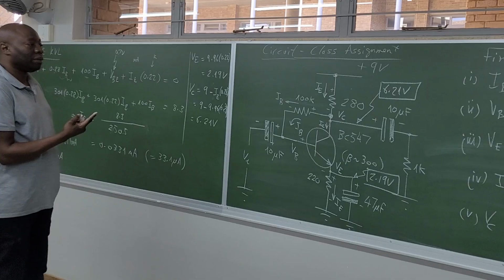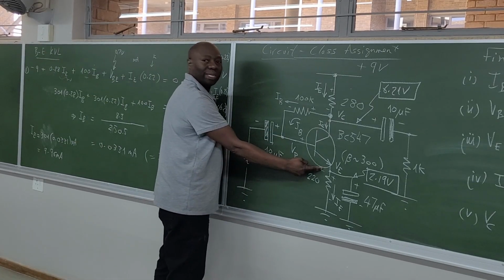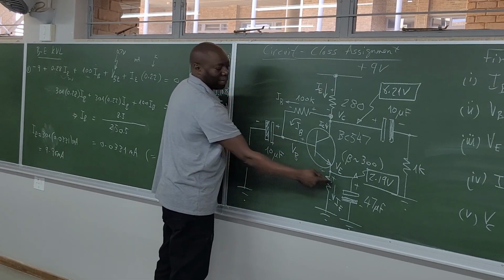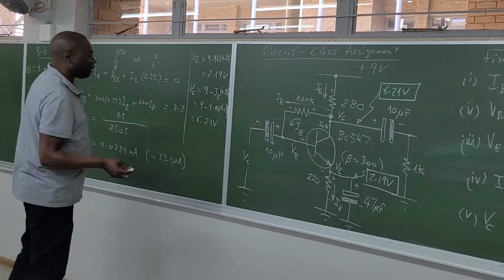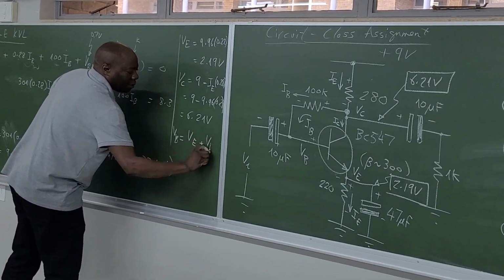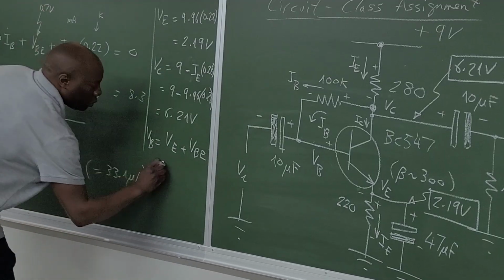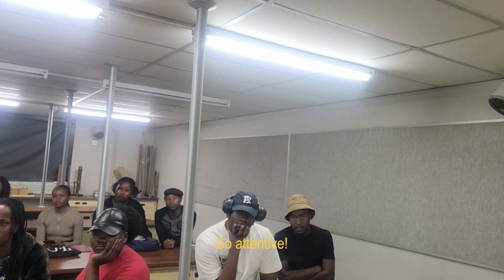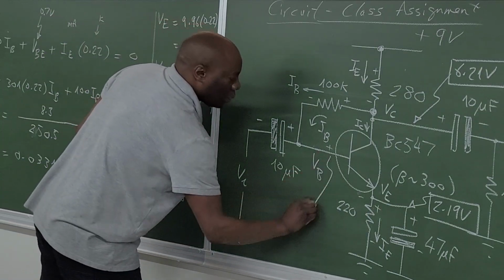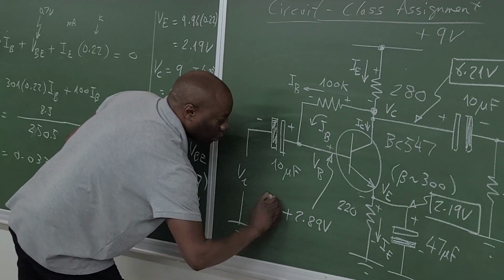And what about VB? VB is straightforward because going from here to here, you're losing 0.7 to get VE. That means this voltage must be VE plus 0.7. So VB is just VE plus VBE. So how much is that? VE was 2.19, so this is 2.89 volts. So here we're expecting plus 2.89 volts.